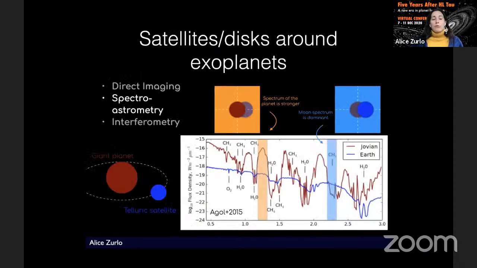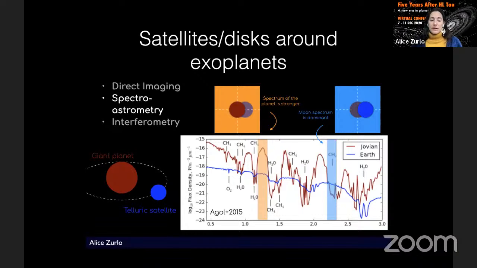The second technique that we present is mostly focused on the hunting of exosatellites, and it's called spectroastrometry. This will be possible with, for example, the IFU mounted on extremely large telescopes, such as HARMONI, for example, installed on the ELT. So here we have a system of a giant planet with a moon that can be a telluric satellite. And of course, the system is not resolved, but we can observe the planet with an IFU.